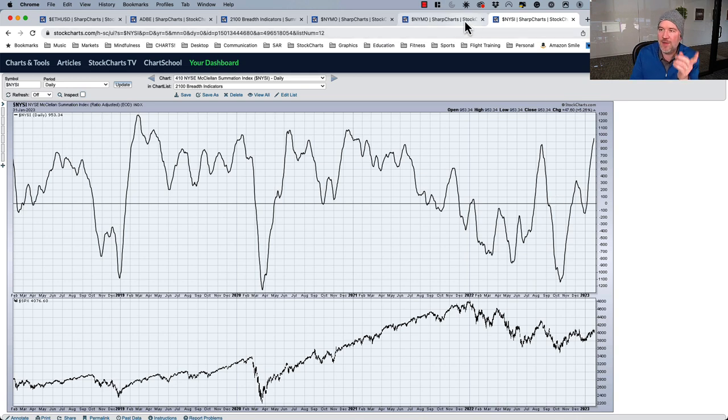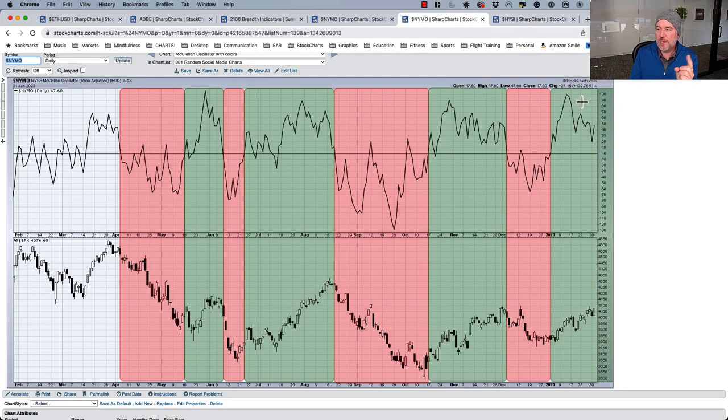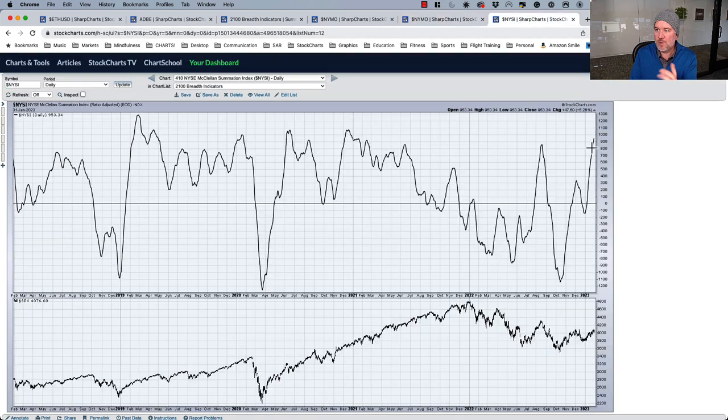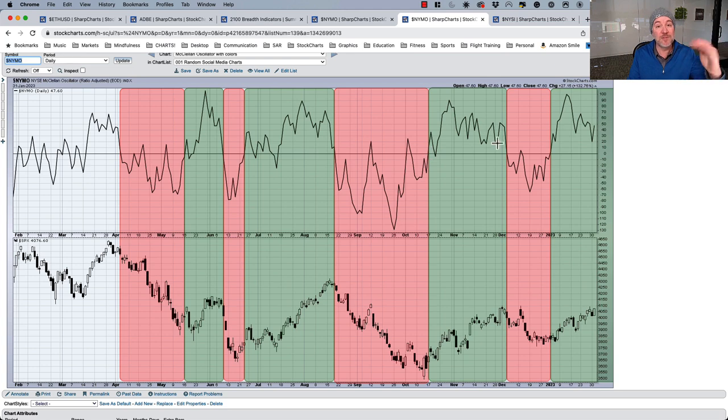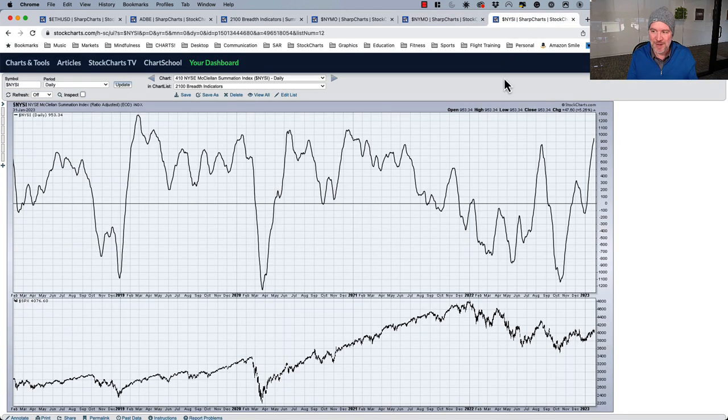If you think about how that math works out, when the McClellan oscillator goes below zero, that would make the summation index start to slope downwards. So when the summation index has turned from uptrend to downtrend, that lines up with when the McClellan oscillator went from above zero to below zero, because the net change every day is negative as opposed to positive.